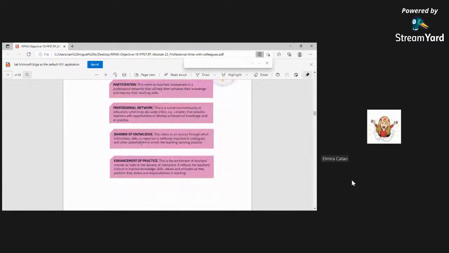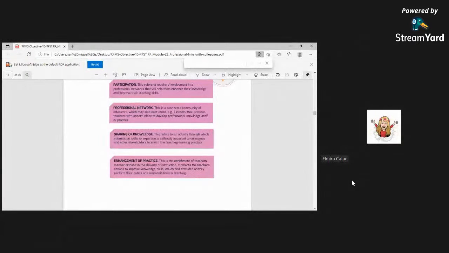The next one is the sharing of knowledge. This refers to an activity through which information, skills, or expertise is selflessly imparted to colleagues and other stakeholders to enrich the teaching learning practice. The last one is the enhancement of practice. This is the enrichment of teachers' manner or habit in the delivery of instruction. It reflects the teacher's actions to improve knowledge, skills, values, and attitudes as they perform their duties and responsibilities in teaching.